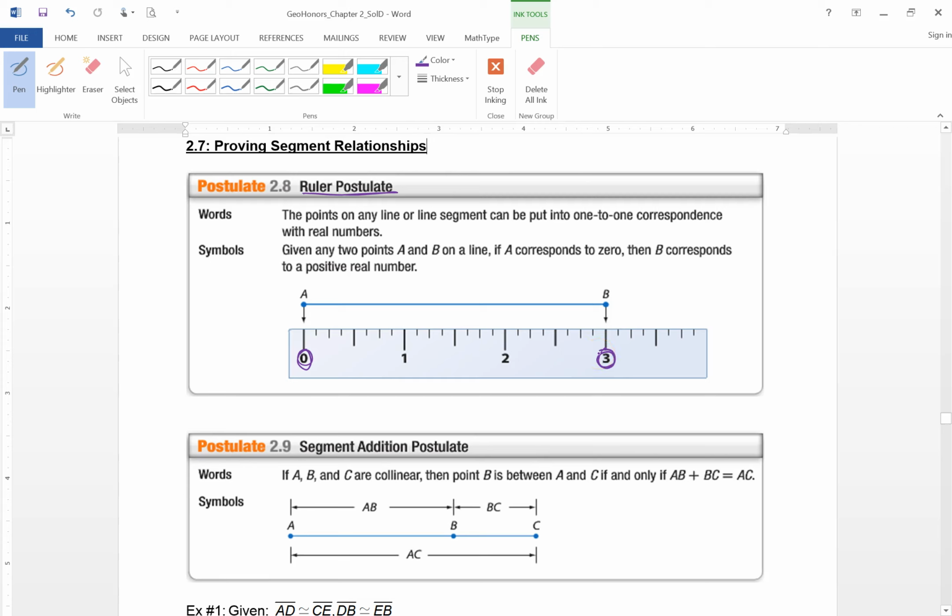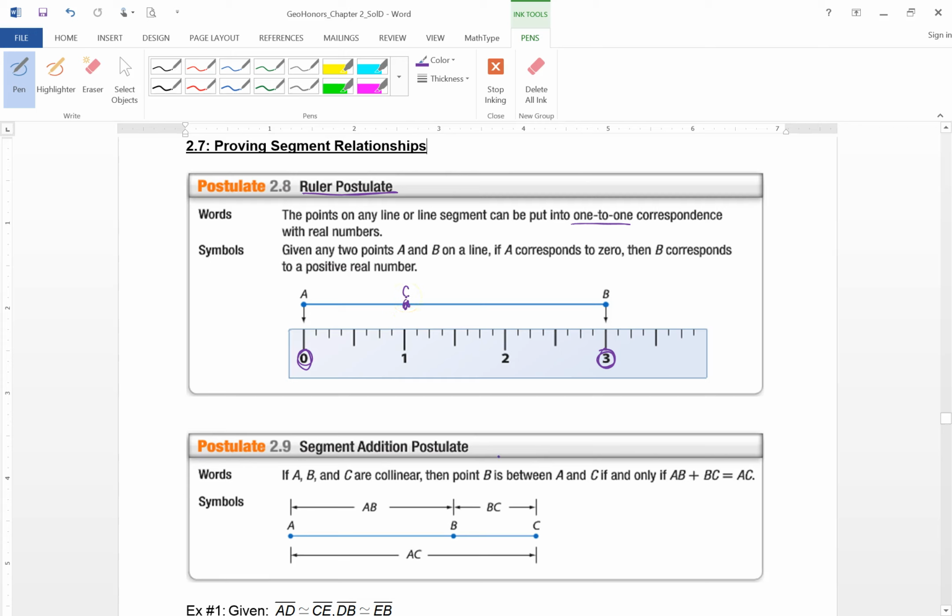And the points on a line can be put into one-to-one correspondence with real numbers, okay? So that's all it is. You can give coordinates to any point on a segment, okay? And if this is coordinate 0, then this will be coordinate 3 somewhere in the middle here. You know, if I had point C, it might be 1.